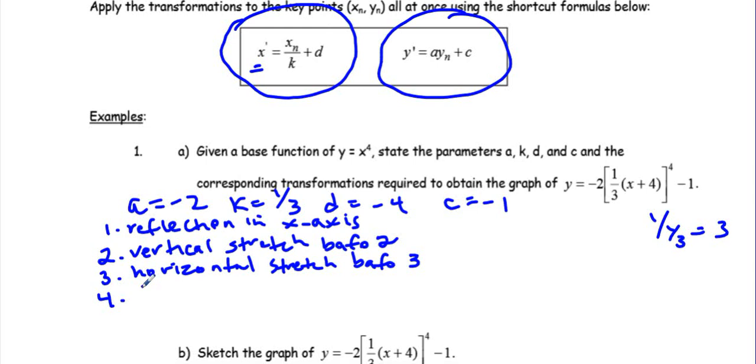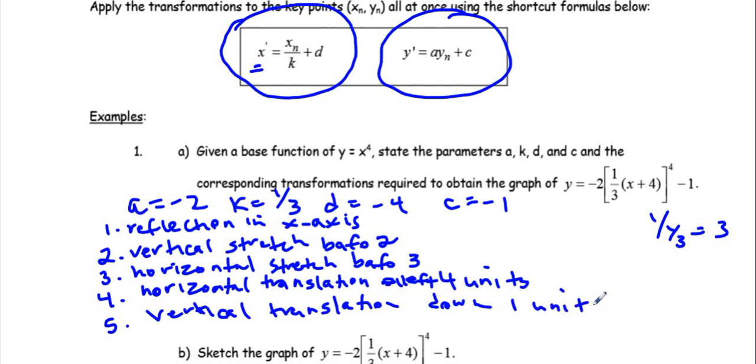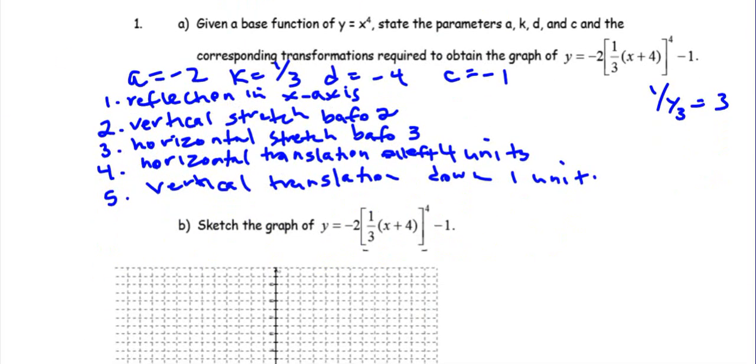Then we've got horizontal translation, left, oops, got to take the opposite sign. So left 4 units. And last but not least, we've got that vertical translation down 1 unit. Okay, so this should be fairly straightforward for you guys because you've done so much with transformations.